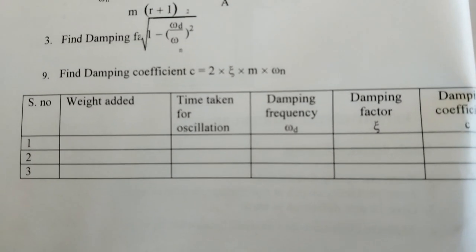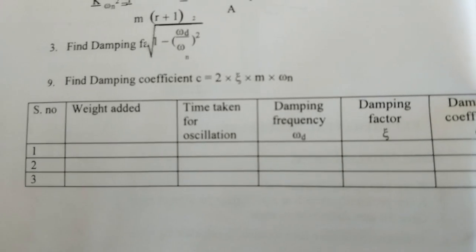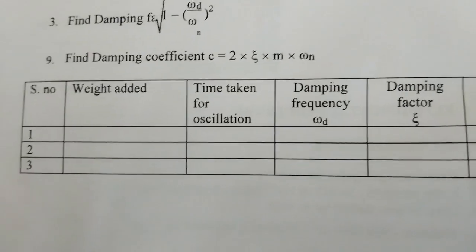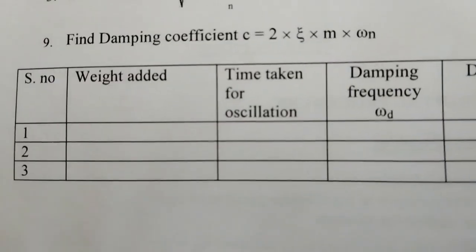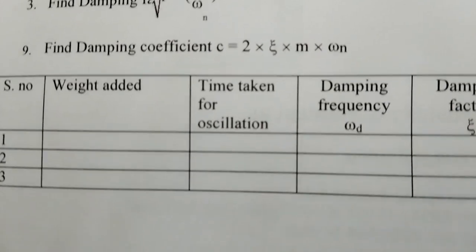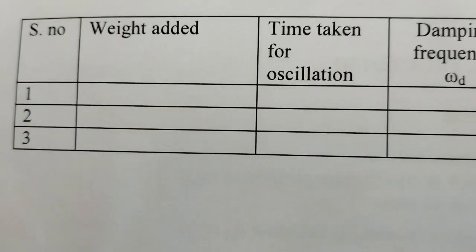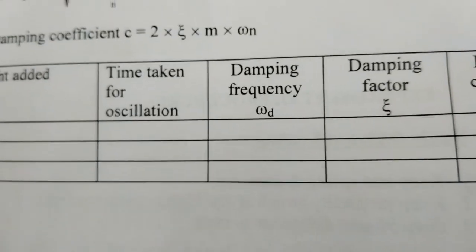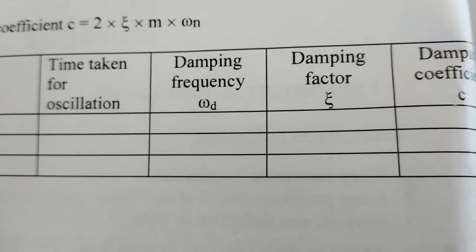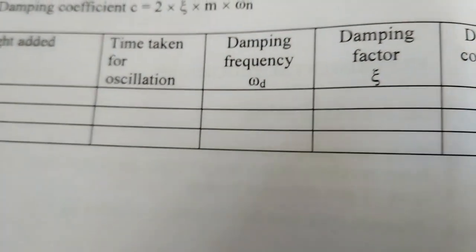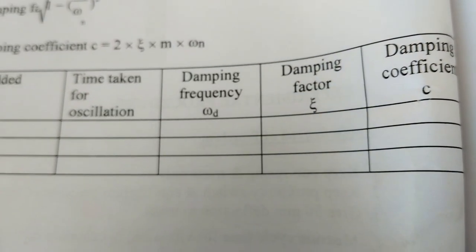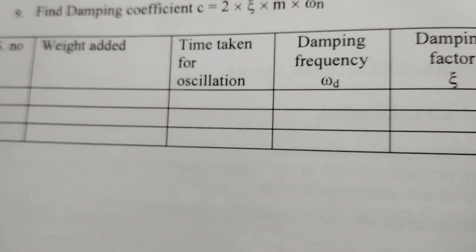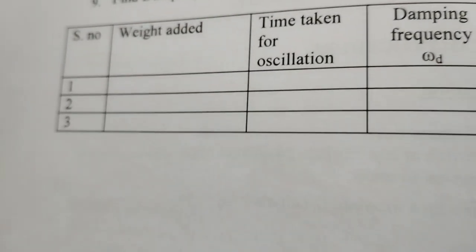So this is the tabulation for model calculation. In the first column is the weight added, and then the time taken for one oscillation, which we are going to measure with the timer or stopwatch. The damping frequency omega d we are going to calculate using the formula, and then the damping factor we also calculate using the formula. Finally, for the damping coefficient we have the formula 2 into epsilon into M into omega n. So by this formula we are going to calculate the damping coefficient.